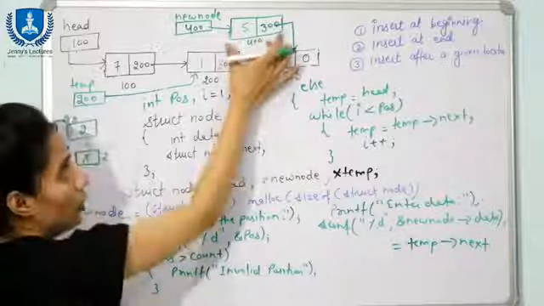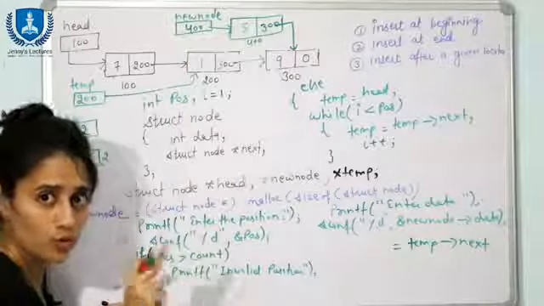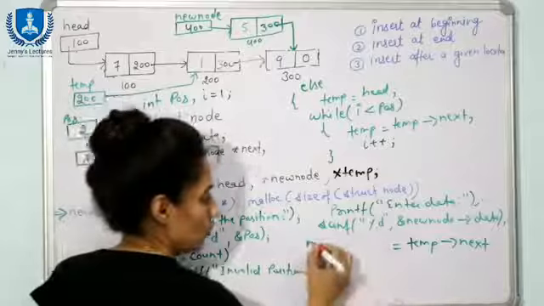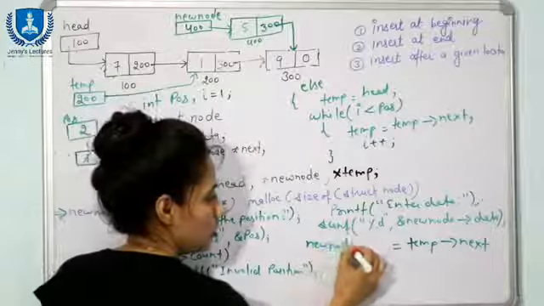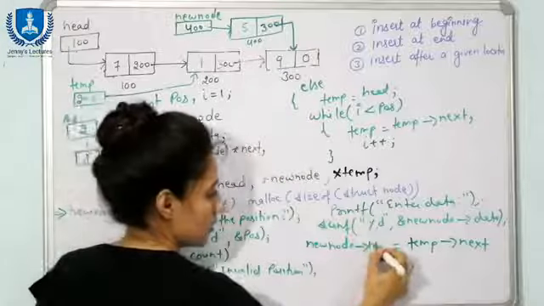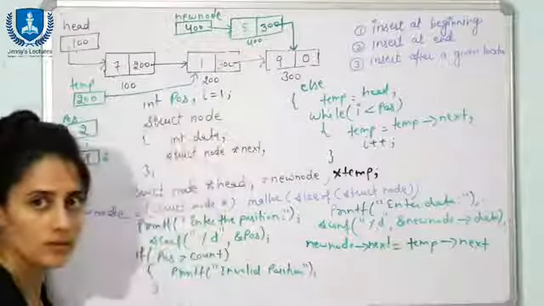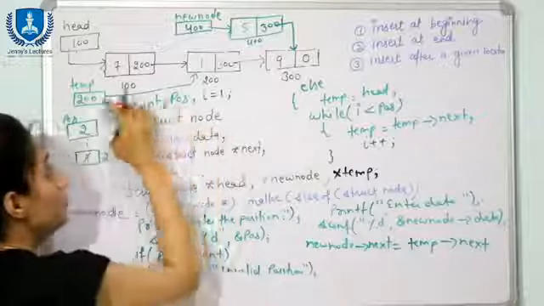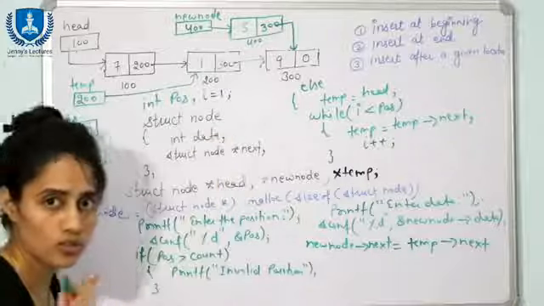How will you access this part of this node? The pointer to this node is new node. Using new node you can access. So here you will write new node, and this part is what? Next. New node next is equal to temp next. This is how we are going to establish this link.